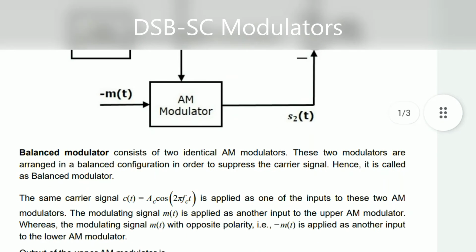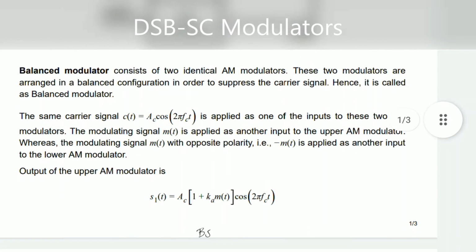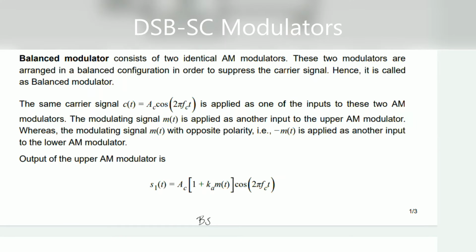Now just see the derivation and the explanation here. The balanced modulator consists of two identical AM modulators, as I said. These two modulators are arranged in a balanced configuration in order to suppress the carrier. That's why it is called a balanced modulator. Now the same carrier signal, that is c of t equal to Ac cos 2 pi fc t, is applied to one of the inputs of these two AM modulators.